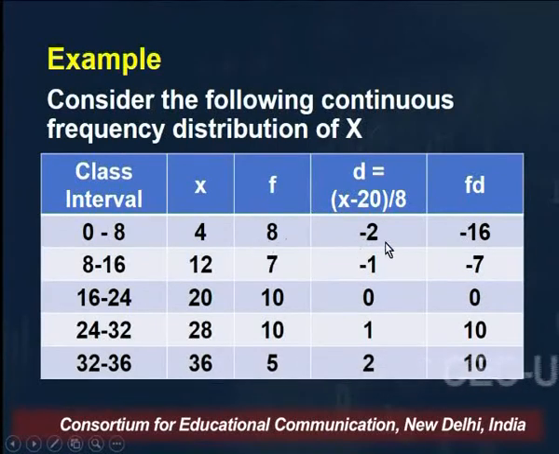This is very easy. You can just do it mentally. 8 into minus 2 is minus 16, 7 into minus 1 is minus 7, this is 0, this is 10 and this is 10. And when you do this simple mathematics, you will see that it comes out to be minus 3. Just add these values because you have to obtain summation fi di, which is the sum of the entries of the fifth column, and summation fi, which is the capital N, will be given by the sum of the third column. So we move on to the next slide.